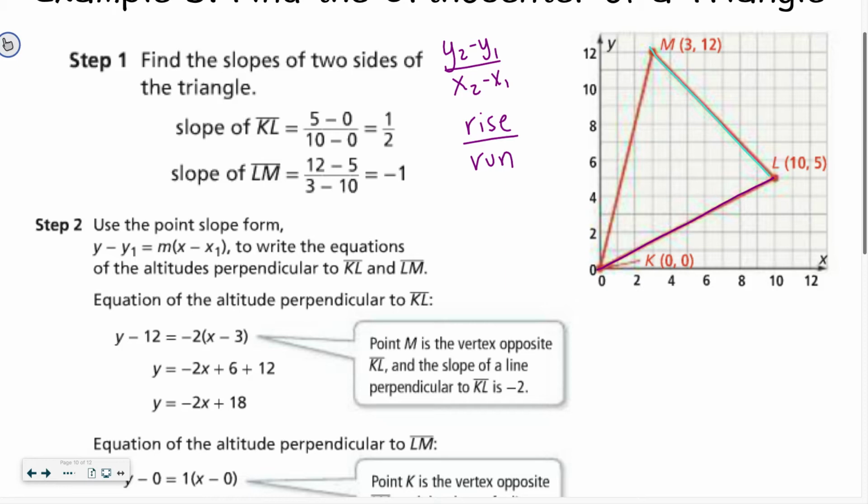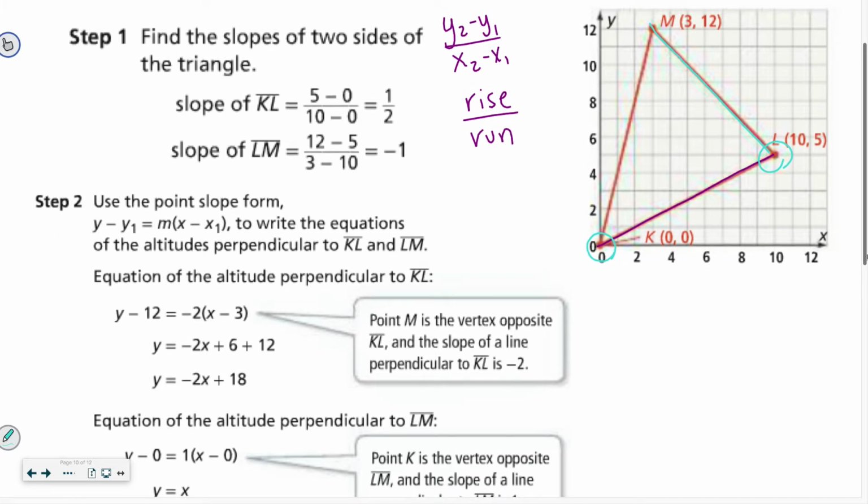So the way that you know which point to use to write your equation is, if I'm looking at KL, see, I've used this vertex and I've used this vertex. That means I need to use the forgotten vertex. So in this case, M. I have nothing to do with M, so I need to incorporate it somewhere. So M is at (3, 12). And my perpendicular slope, so remember KL had a slope of 1/2. So my perpendicular is going to be negative, and then flip your fraction, so -2. So here's my perpendicular slope.